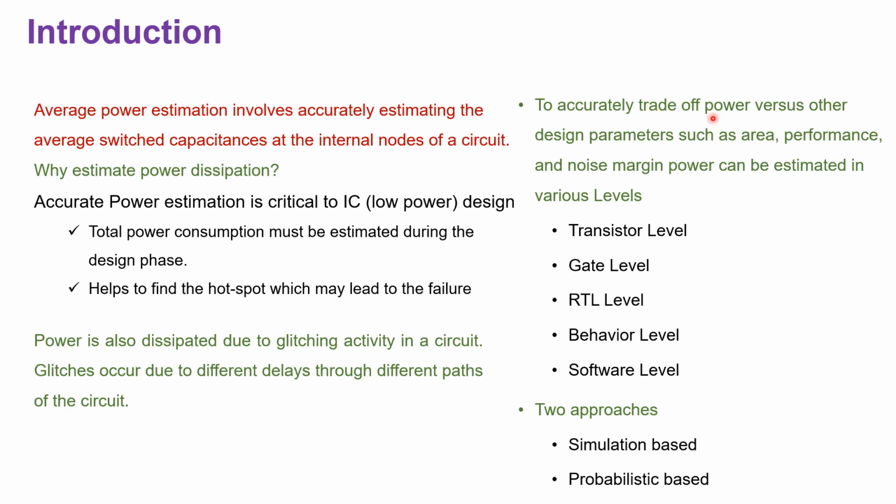So to accurately trade off power versus other design parameters such as area, performance, and noise margin, power can be estimated at various levels: transistor level or circuit level, gate level, register transfer level, behavior level, and software level. So the power can be estimated at these five levels using two approaches: simulation based method and probabilistic based method.